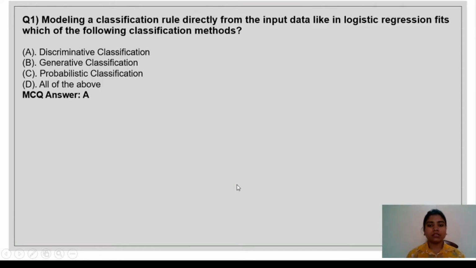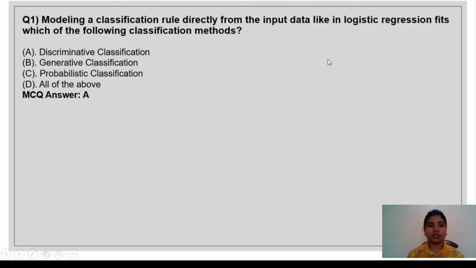Now, we will see some MCQ questions for our topic. So, first question: modeling a classification rule directly from the input data, like in logistic regression, fits which of the following classification methods? The options are: discriminative classification, generative classification, probabilistic classification, and all of the above.